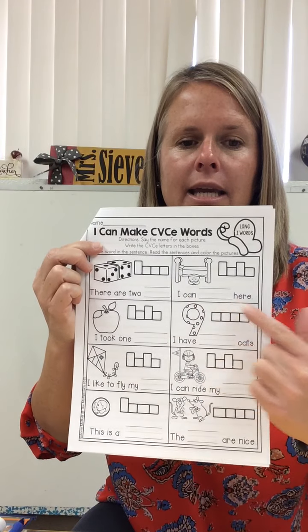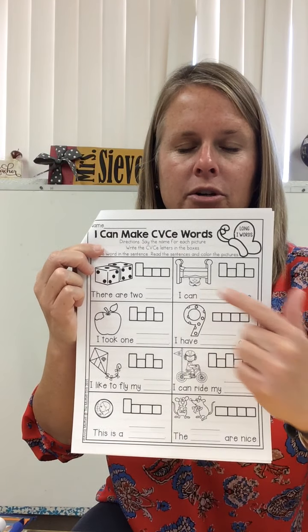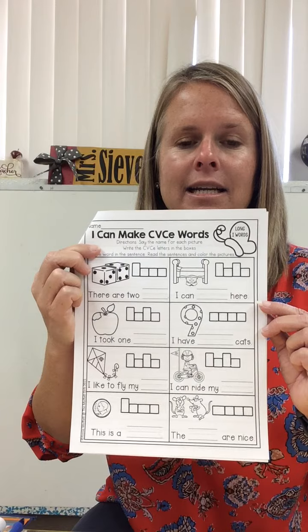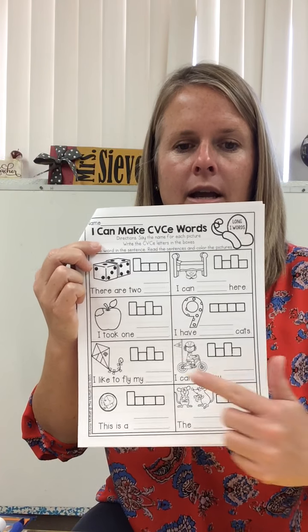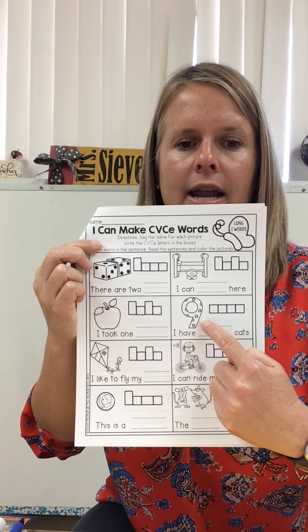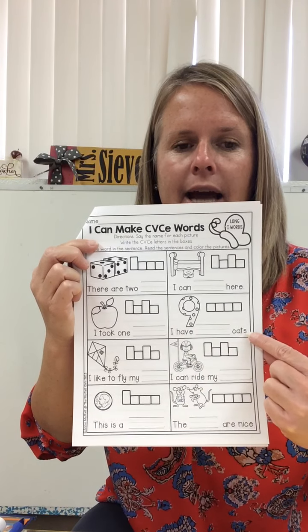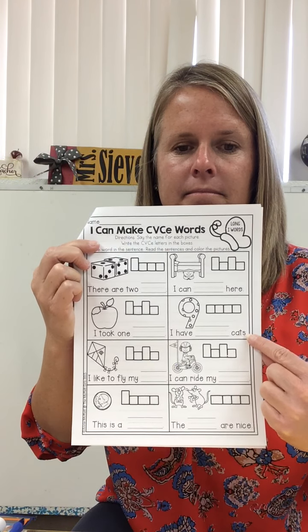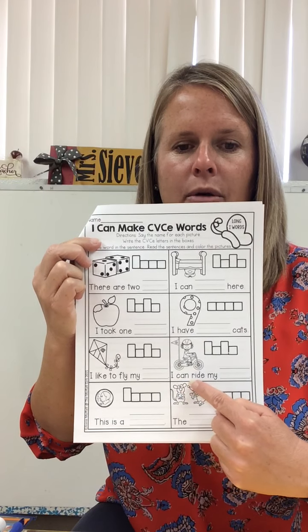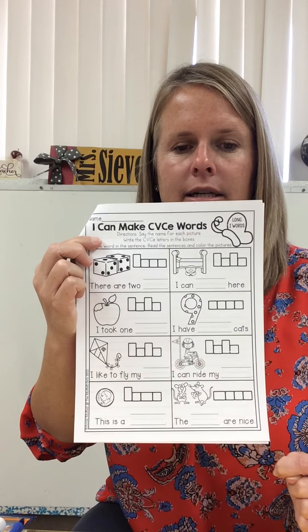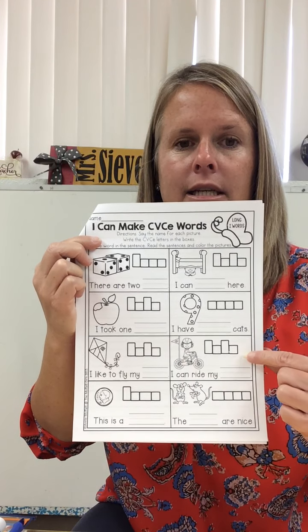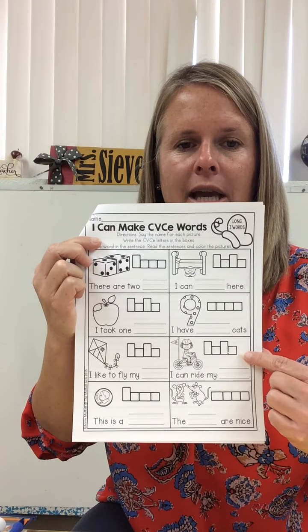I can blank here. What is he doing under the bed? Hide. I can hide here. I have 9 cats. I can ride my bike. And it is, not Katina Cat, sorry, K.O. Kangaroo.